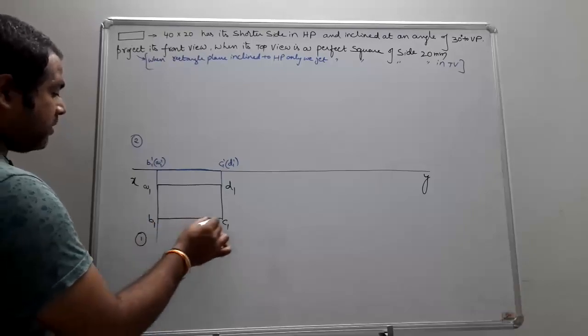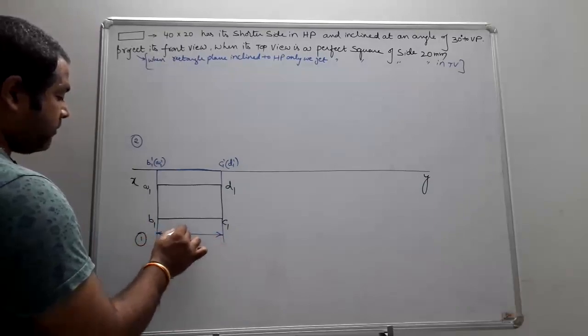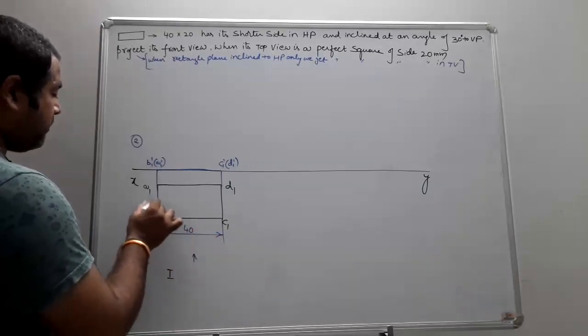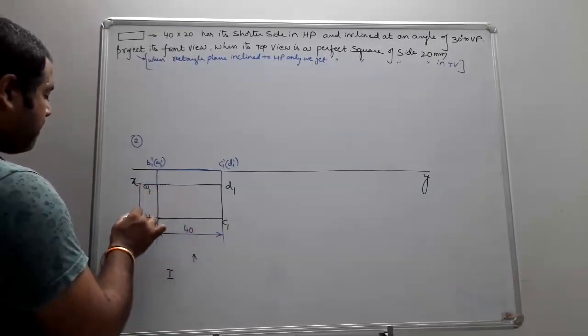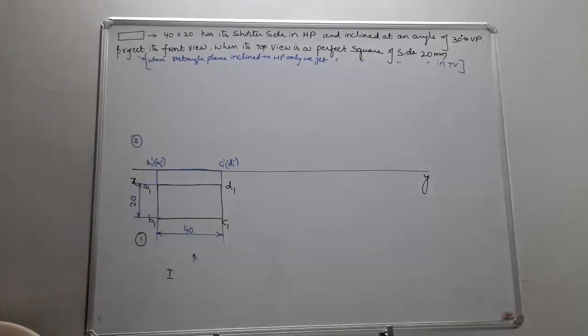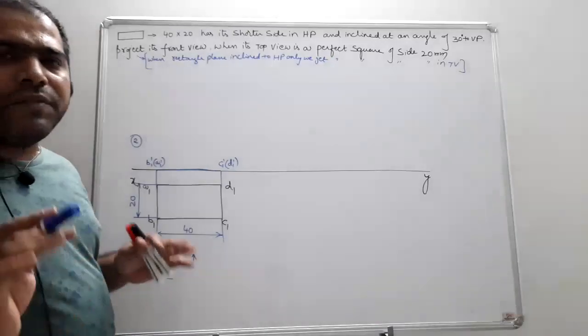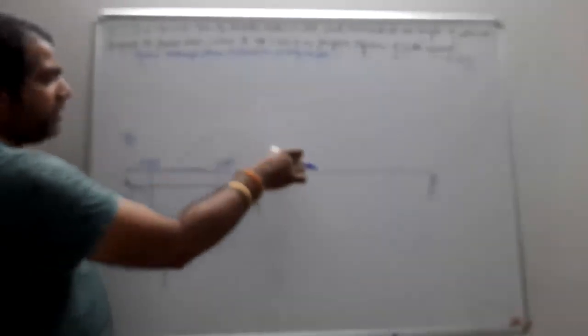Now tell me, what are the given dimensions? This is 40 and this is 20. And how can we go for the third step, sir? How can you go for stage two? Always we consider surface inclination. But do we know the given inclination?